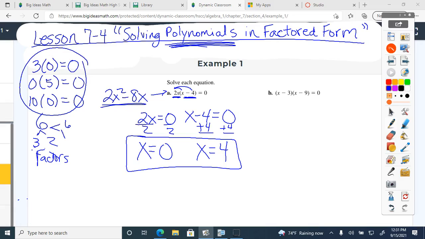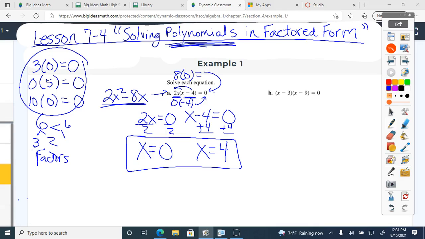Or we could plug in 4. Then we have 2 times 4 is what? 8. So that's not 0, but it doesn't matter because what are we multiplying 8 by? 4 minus 4, which is 0. So we're either saying 8 times 0 and getting 0, or we're saying 0 times negative 4 and getting 0. Is that making sense?